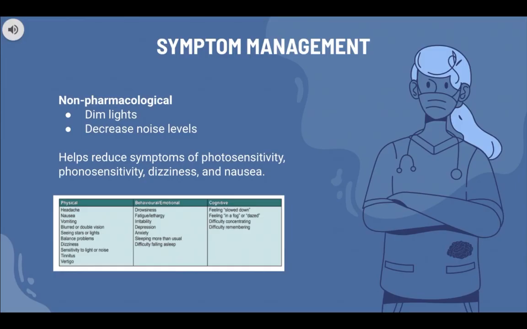Symptom management is one of the primary interventions for John. Non-pharmacological methods should be used in conjunction with medication to help alleviate some of the concussion symptoms we discovered upon our initial assessment. Interventions such as dimming lights and decreasing noise levels can help reduce symptoms of photosensitivity, phonosensitivity, dizziness, and nausea.